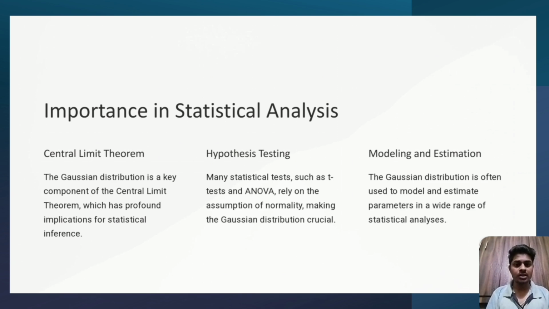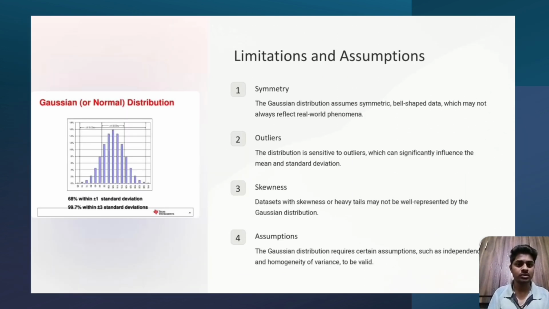Important in statistical analysis. Central limit theorem. The Gaussian distribution is a key component of the central limit theorem, which has profound implications for statistical inference. Hypothesis testing. Many statistical tests, such as the t-tests and others, rely on the assumption of normality, making the Gaussian distribution crucial. Modeling and estimation. The Gaussian distribution is often used to model and estimate parameters in a wide range of statistical analyses.